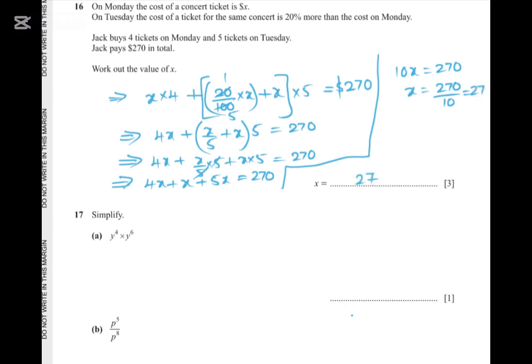Question number 17. Simplify y raised to 4 into y raised to 6. This is from the law a raised to m into a raised to n is a raised to m plus n. Using that, you can write y raised to 4 plus 6, which is y raised to 10. This is the answer.